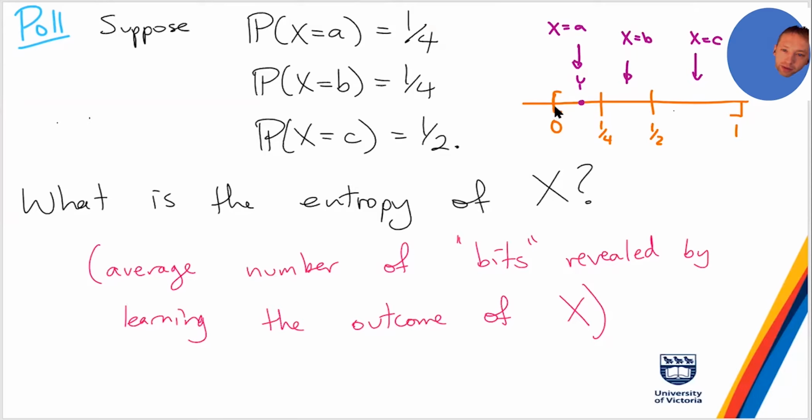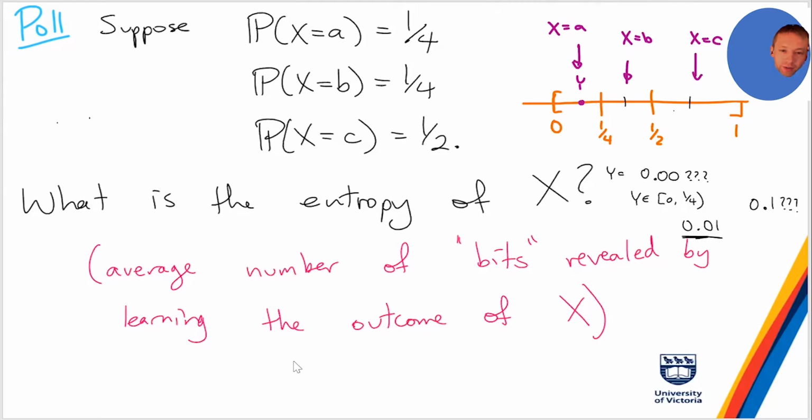If y is in the first quarter of the interval, that's the same as saying that the first 2 bits of y are 0, 0. So y equals 0, 0, and then something, is the same as saying y is in 0 up to 1/4, right? If y is in here, it tells me it starts with 0, 1. If y is in here, it tells me it starts with 0.1 and then anything, right?